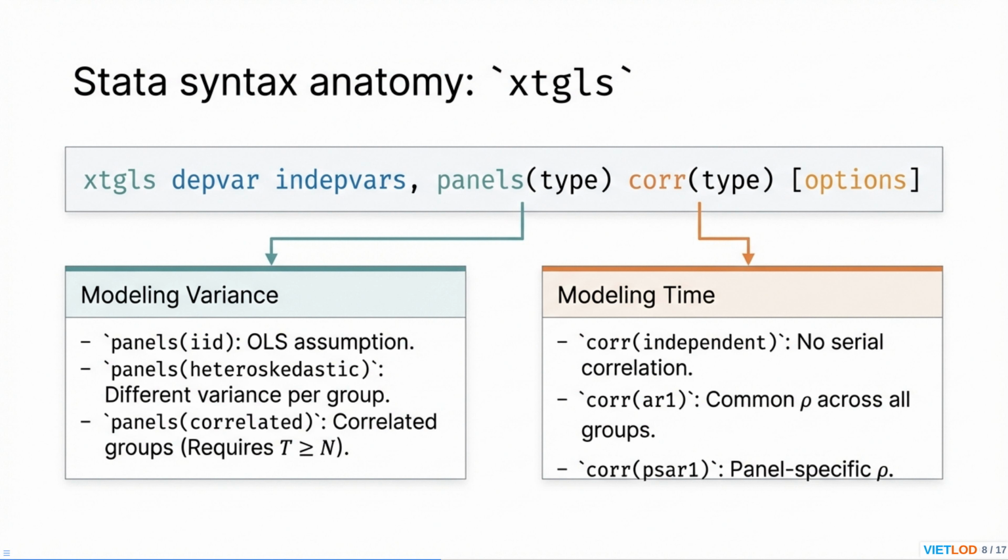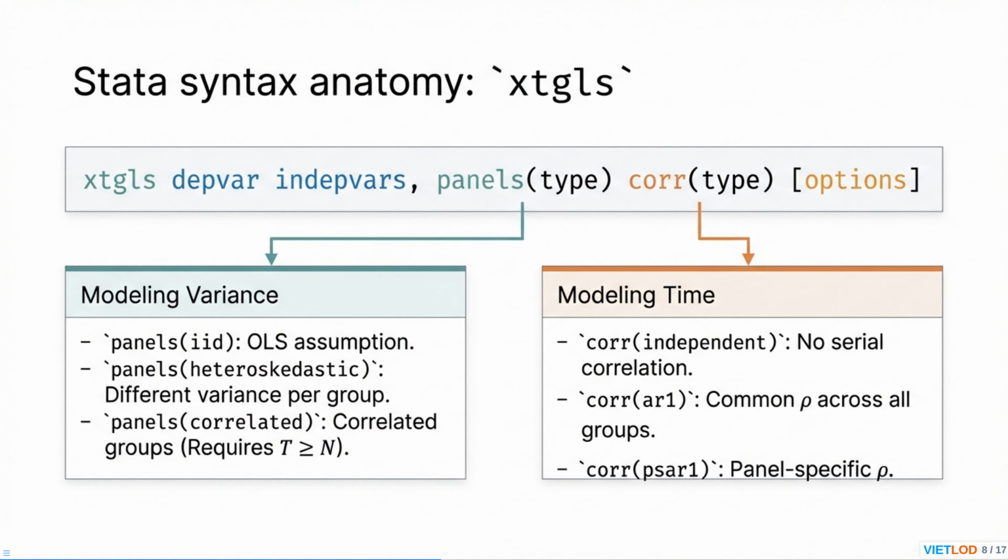Let's break down the xtgls command, central to generalized least squares in Stata. The basic syntax involves your dependent and independent variables, followed by powerful options for modeling the error structure to achieve efficient estimates. The panels option controls the variance. Panels IID assumes constant variance, similar to OLS. Panels heteroskedastic allows each panel to have its own distinct error variance. For cross-sectionally correlated groups, panels correlated models this, but importantly, it requires that your number of time periods, t, is greater than or equal to your number of units, n.